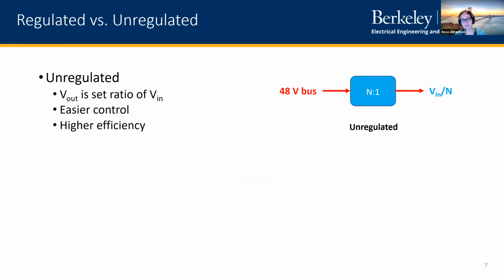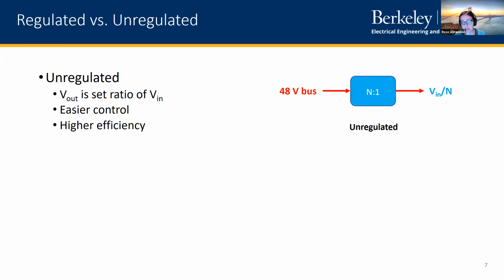And so if we just also step back and take a little bit of a deeper look into this regulated versus unregulated, you can see that for an unregulated converter, your V out is going to be a set ratio of V in. So for example, if I'm using a 48-volt, 4-to-1 converter with a 48-volt bus, I'll be getting 12 volts out, but only if my input is 48. If the input varies around 48, then my output will also vary. And the benefit of this is that it is easier to control. You don't need an extra feedback loop, and you can also get higher efficiency.